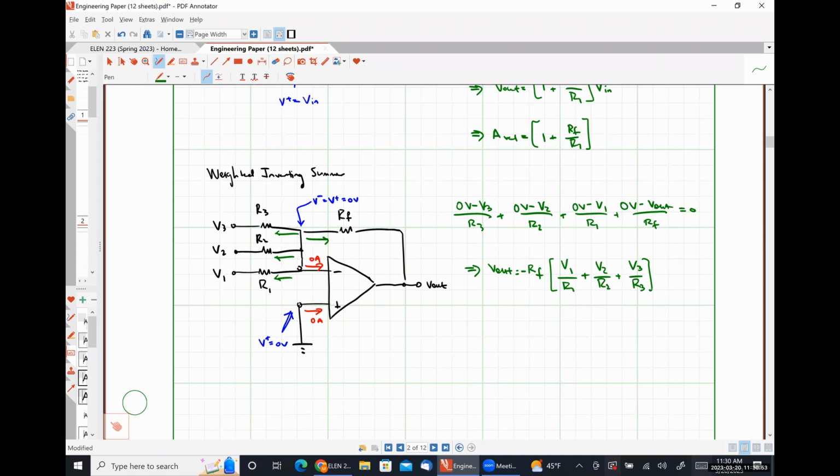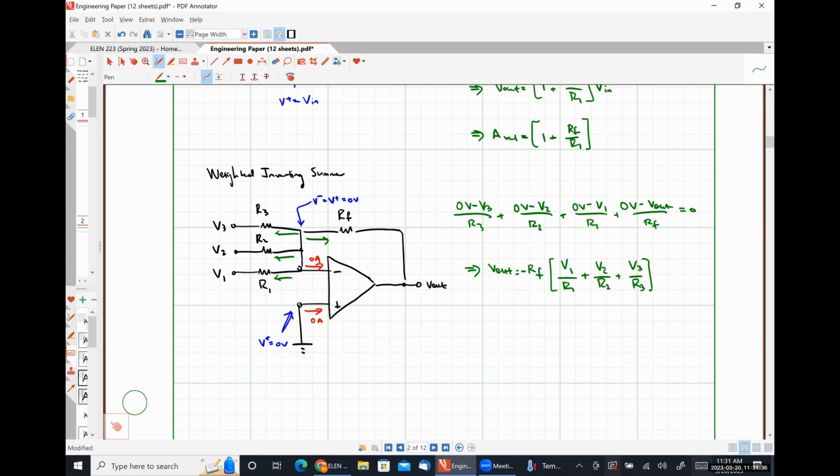So the reason why this is called a weighted inverting summer is because each individual input voltage, V1, V2, and V3, gets weighted or scaled by a different amount based on the ratio of these resistors, right? So V1 gets scaled by a factor of negative RF over R1, V2 gets scaled by a factor of negative RF over R2, V3 gets scaled by a factor of negative RF over R3. If R1, R2, and R3 are all the same value, we no longer have a weighted inverting summer, we just have an inverting summer because all of the different input signals are scaled by the same amount.